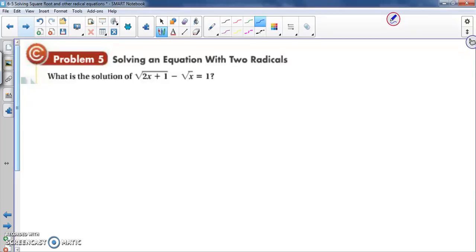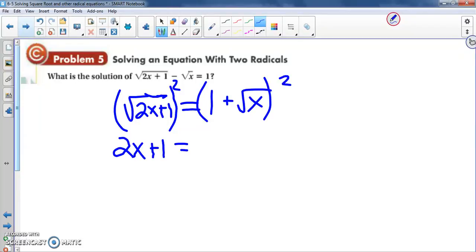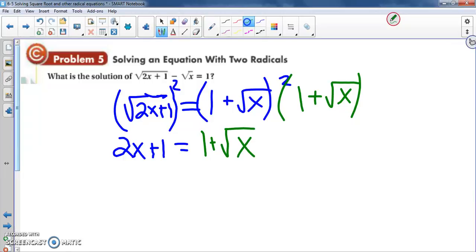If we have an equation with two radicals, we want to isolate the more complicated radical and then use that index, raising each side of the equation to that index. So I'm going to isolate the square root of 2x plus 1, and I'm going to add the square root of x to both sides. So it's 1 plus the square root of x. I'm going to square both sides. I'm left with 2x plus 1 is equal to, now remember this is times 1 plus the square root of x. So 1 times 1 is 1, plus the square root of x, plus the square root of x, plus x.